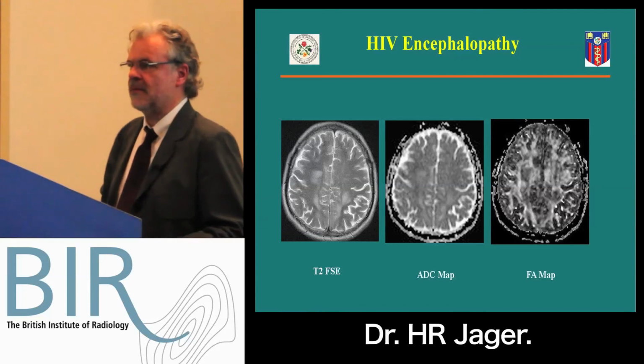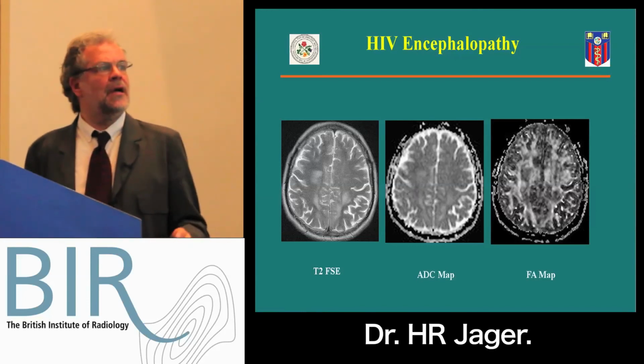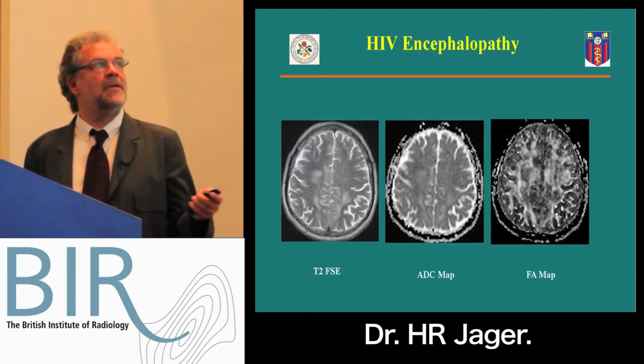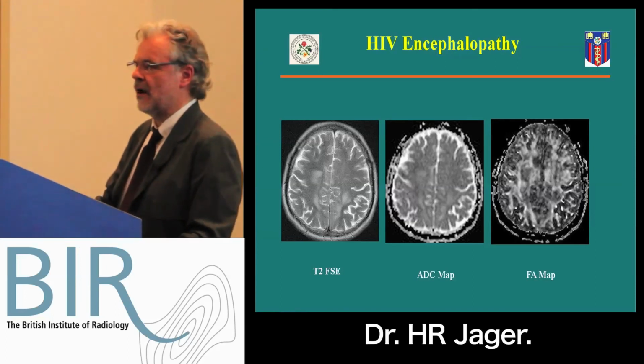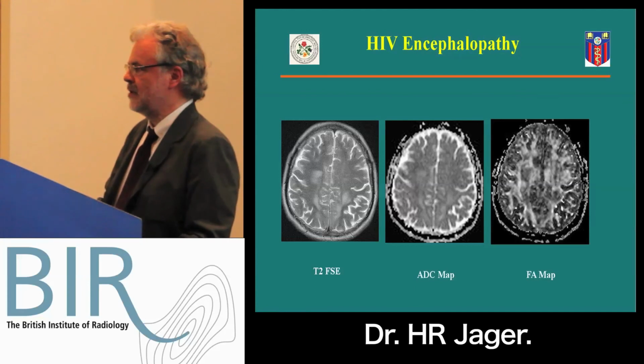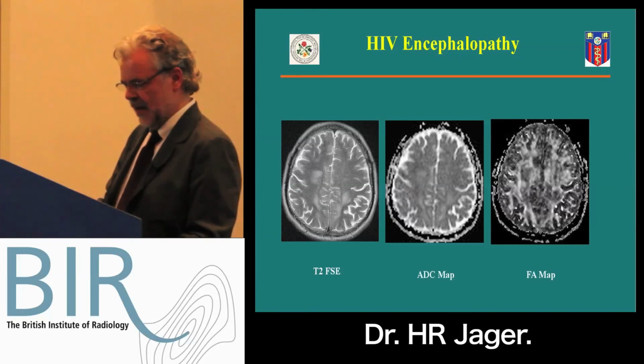And we used some quantification. I have an MSc student looking at the CD4 count versus the whole brain ADC, and there's a nice correlation. So the lower your CD4 count ever was, the better it correlates with the ADC, with the myelin damage witnessed by ADC.